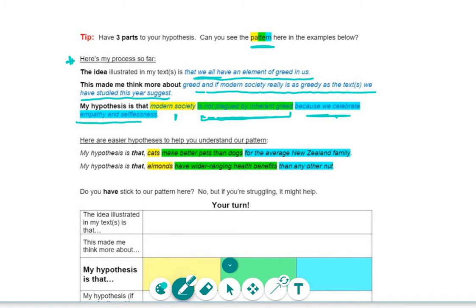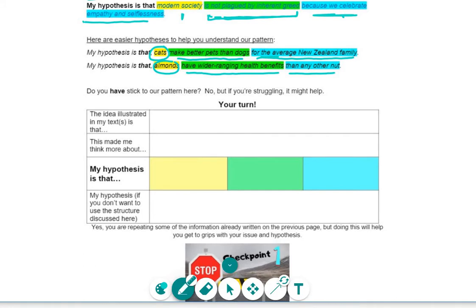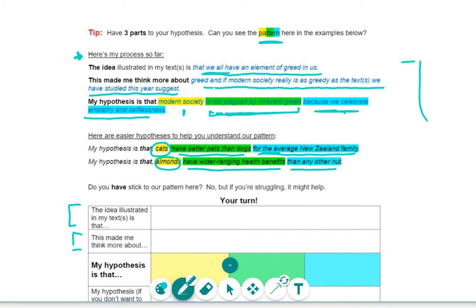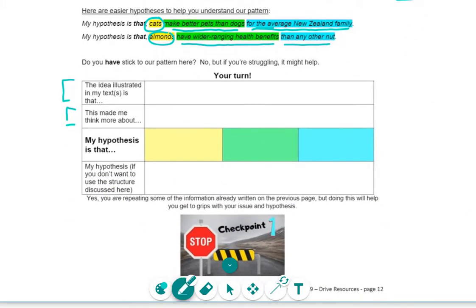Okay, so here's some easier ones to think about. So my hypothesis is that cats, this one's almonds, make better pets than dogs, have wider ranging health benefits. Alright, so that's my argument. And then I'm qualifying it for the average New Zealand family than any other nut. Okay, so there's 3 parts there. So we've got your little table here, and you fill in these bits. And remember, we've got our example up here, but you've also got your example with your excellence exemplar from the NZQA exemplars. Put your hypothesis in here. 3 parts. If you don't want to use that structure, then just fill it in here.